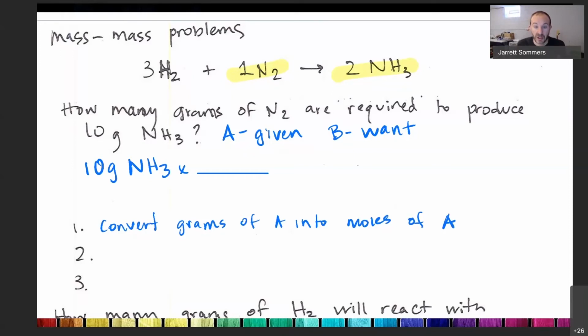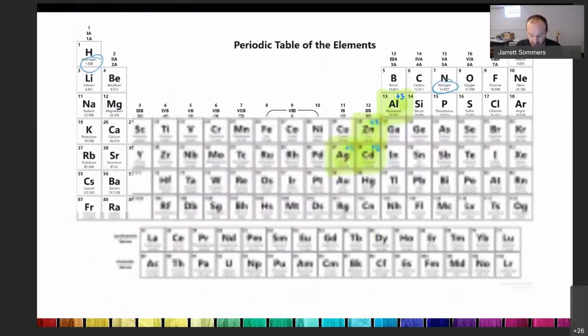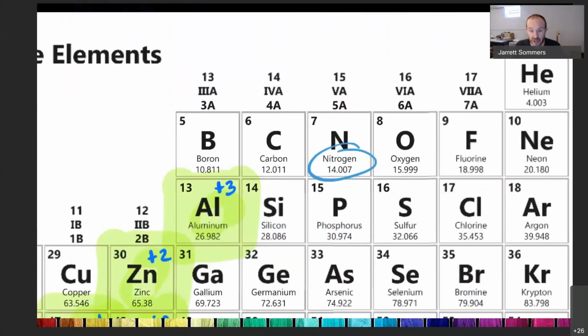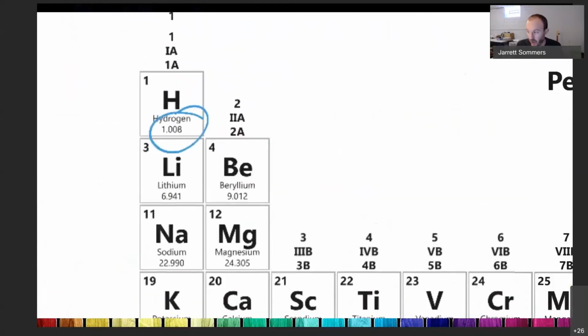To do that, you're going to want to use the periodic table. And I have mine here. Our thing is ammonia, NH3. To convert grams of ammonia into moles of ammonia, you use the molar mass. So you have to use the periodic table and add up the molar mass of ammonia. Here's my periodic table right here. And so I find nitrogen. The formula is NH3. So nitrogen is 14, and hydrogen is 1.